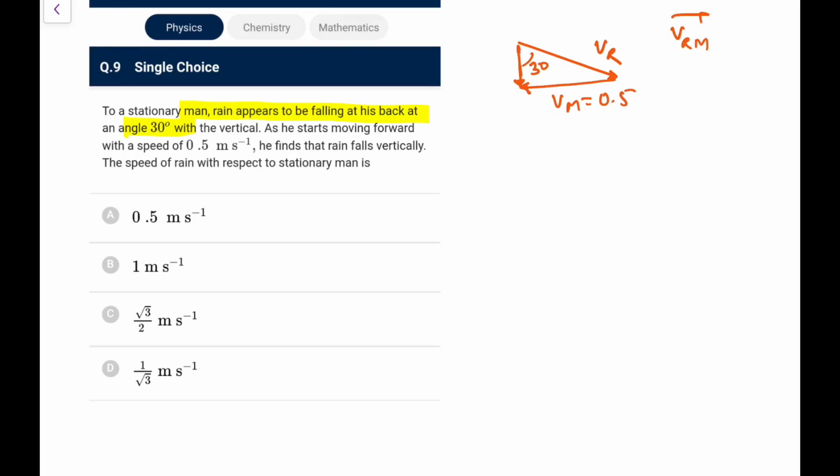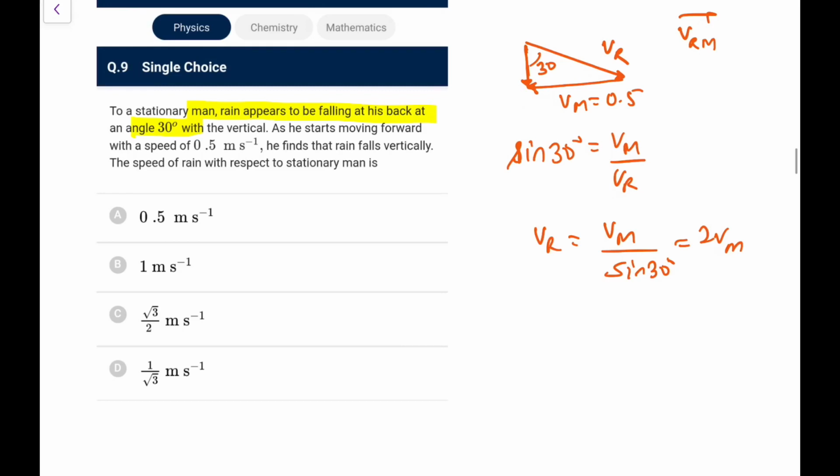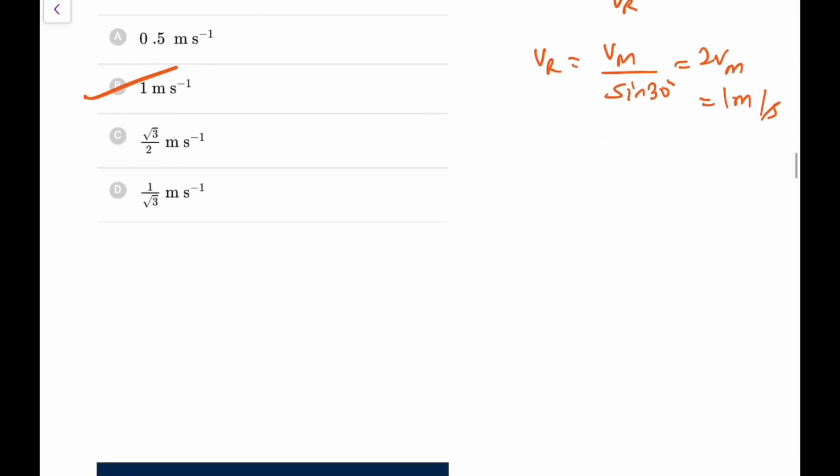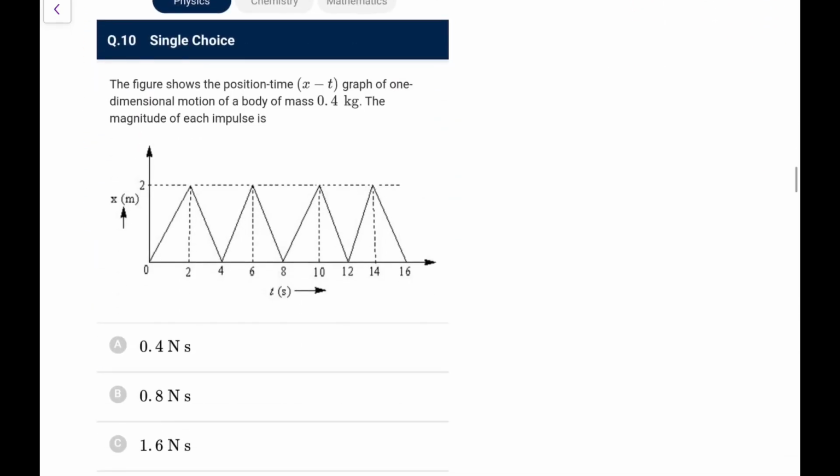So this value is 0.5. What I can directly make out, I can write it as sine of 30 degree is equal to VM by VR. So VR comes out as VM by sine 30. Sine 30 is 0.5, so that becomes 2VM. What we need to find out is the V of rain, that is 2 Vm. Vm is 0.5, so that is equal to 1 meter per second that we can go for. This question perhaps came in NEET or JEE Main a day or two before.